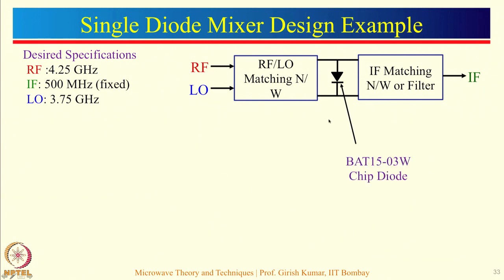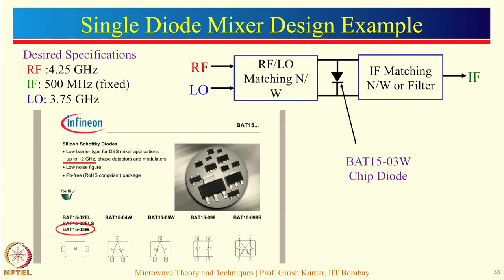In this case, we are going to use a BAT1503W chip diode, which is a Schottky diode from Infineon Technologies. Here is a snapshot of the diode data sheet. If you can read, the diode can be used up to 12 GHz, which fits our requirement. And this is the footprint of the diode. It's a chip diode, so it can be soldered using standard SMD technique. And hence, it is very useful for microstrip design, which we are going to cover next.